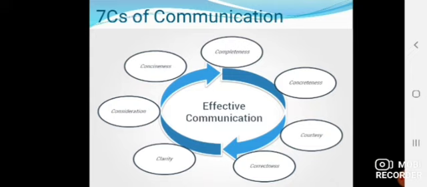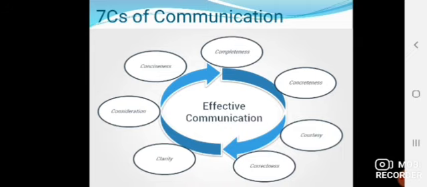Okay, then 7 C's of communication. 7 C's means there are 7 words which start with C, and these 7 C's are very important, and every sender should keep in mind these 7 C's while forming their message. If we form any kind of message by maintaining the principle of 7 C's, then obviously this message will be very effective in generating a complete understanding in the mind of the receiver.